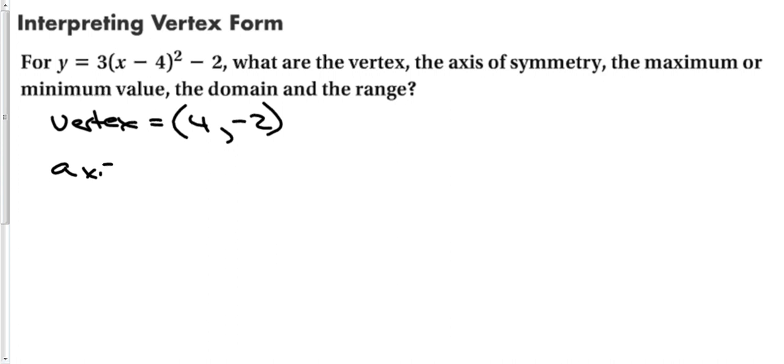The axis of symmetry is going to be the x coordinate of the vertex. So that's going to be x is equal to 4. Okay? I don't want to equal sign. Okay? The axis of symmetry is x is equal to 4. Okay?